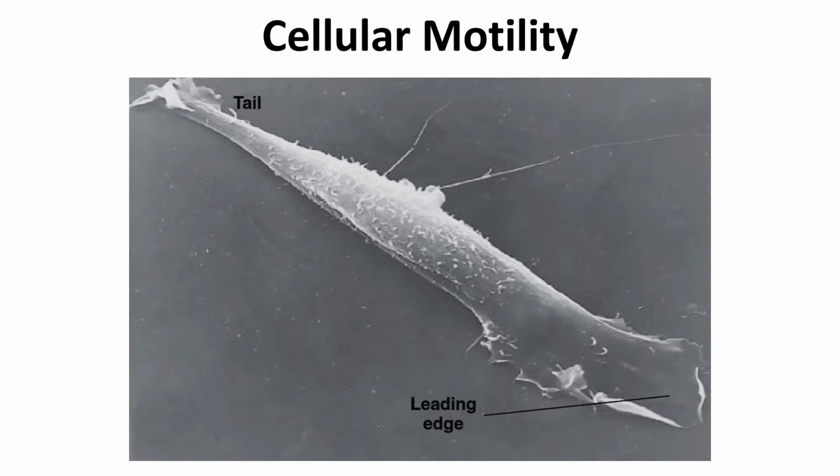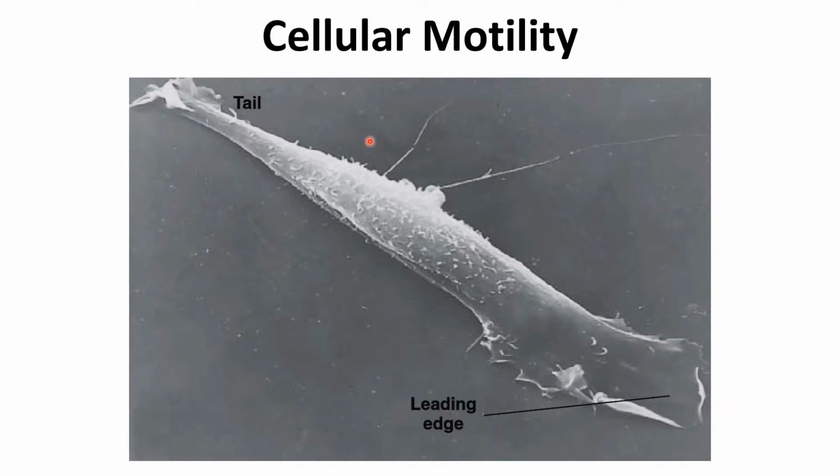The cell motility that we will be talking about here is mainly focused on cell movement that doesn't involve flagella nor cilia. If you want to know more about that, you might want to go back to the previous video on cilia and flagella. Here we'll be focusing on cellular motility based on actin filaments.